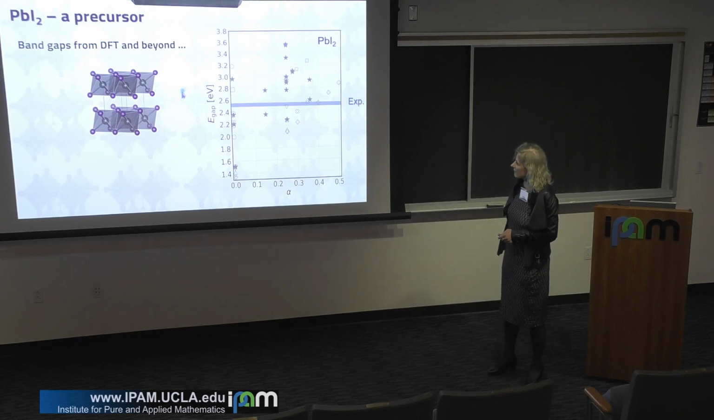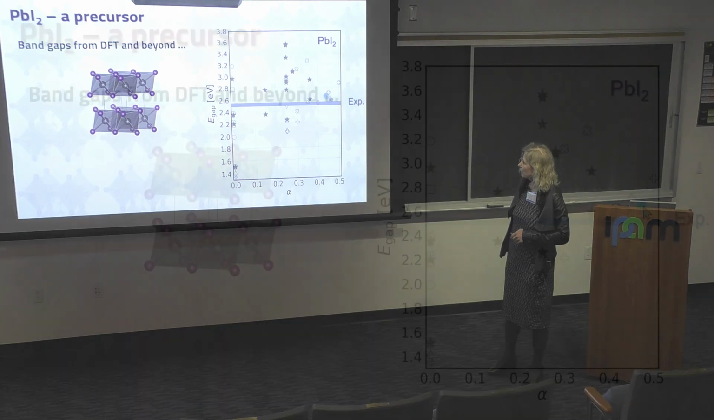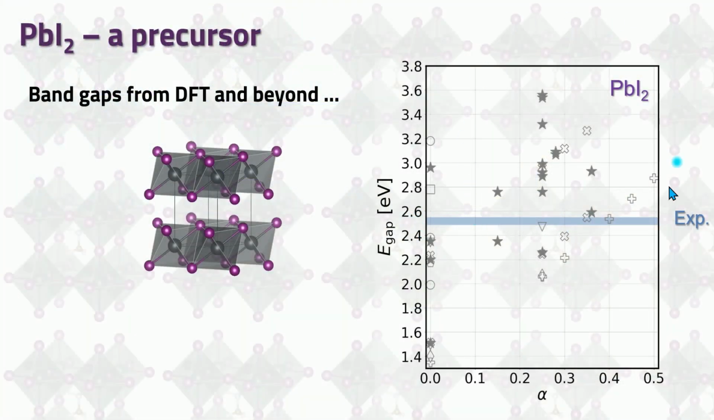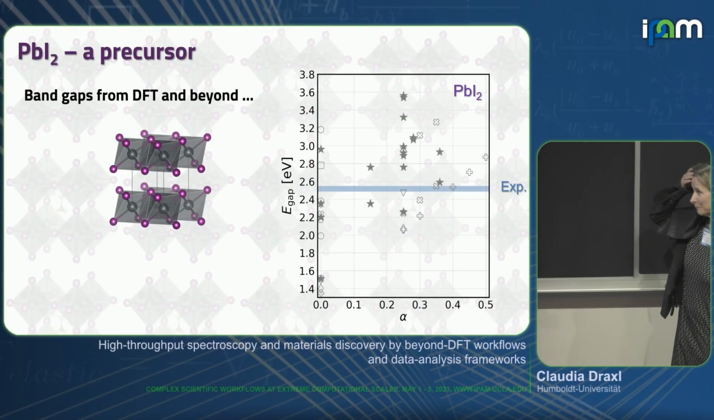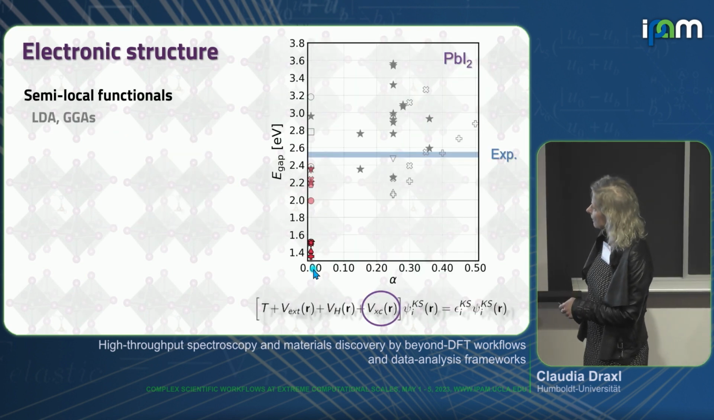So this is the band gap as a function of the alpha parameter of hybrid functionals. I'll tell you in a minute a little bit more about it. So this is the experimental range. And this is the theoretical range that you can get. So basically, you can get everything you like. Right? So you choose a functional. If you want to have a band gap of 4 electron volt, go here. If you want to have a band gap of 1.4, go here. But it's the same material. So what's wrong here?